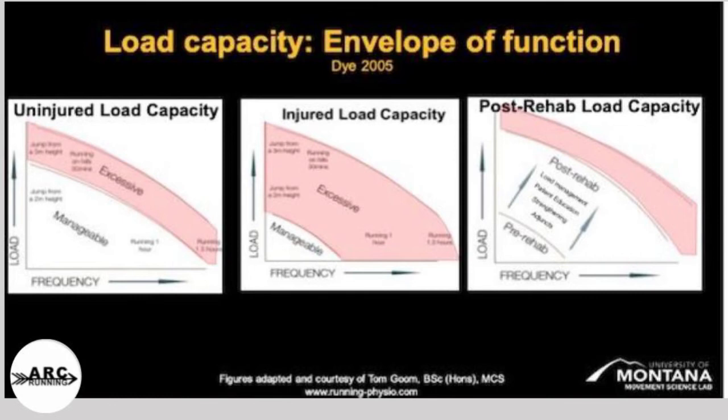When you do get injured, God forbid, on the second graph, that manageability goes way low because the resilience of the tissue is not quite there. So maybe I can only run for 30 minutes, but if I run my normal 1 hour, the tissue will begin to speak to me and say, not good.